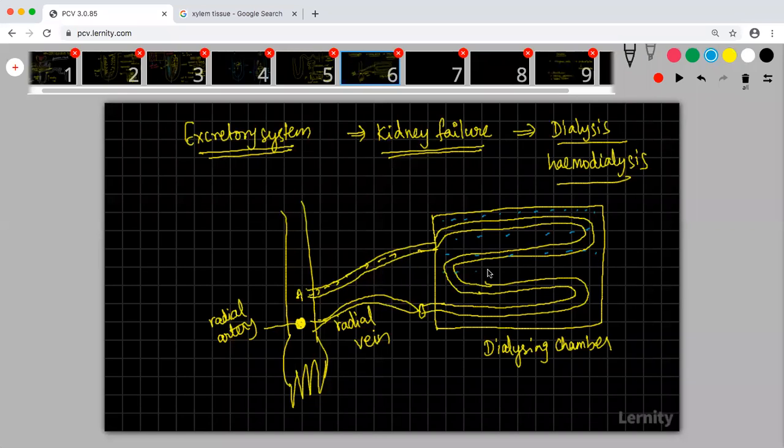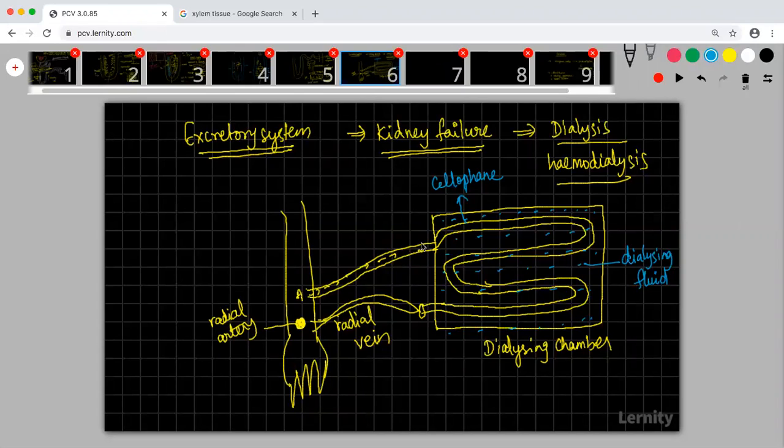A particular fluid. This particular fluid is called dialyzing fluid. And you should know that this tube is made up of cellophane. Cellophane is a special kind of substance. Okay, so you will have this thing.